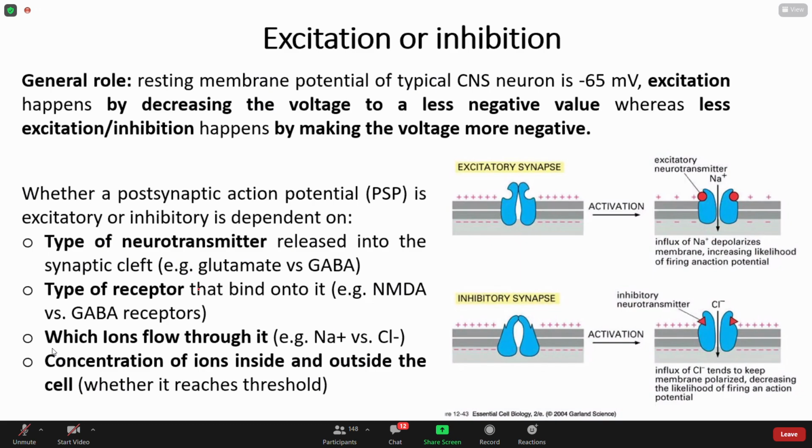If it's GABA, it's inhibitory, because glutamate binding to the NMDA receptor allows sodium to go inside the neuron, and this usually brings the membrane close to the threshold, generating an action potential. Whereas GABA binding to a GABAergic receptor allows chloride to go inside, and chloride hyperpolarizes the membrane. So it will be inhibitory. Is this clear?